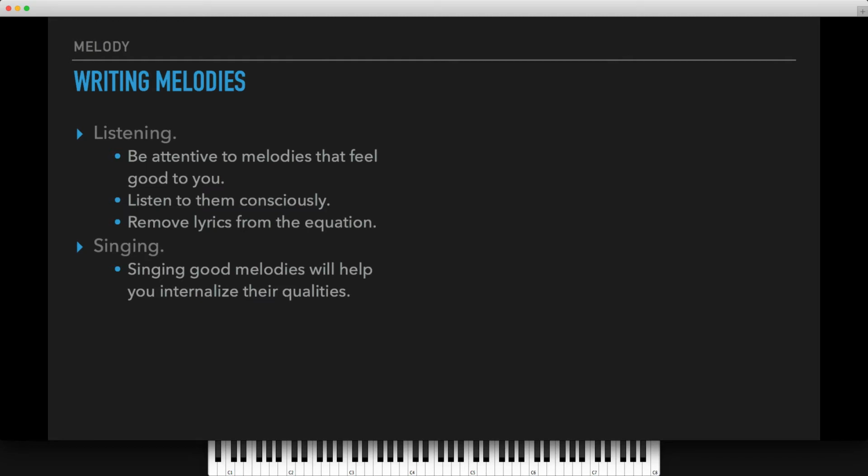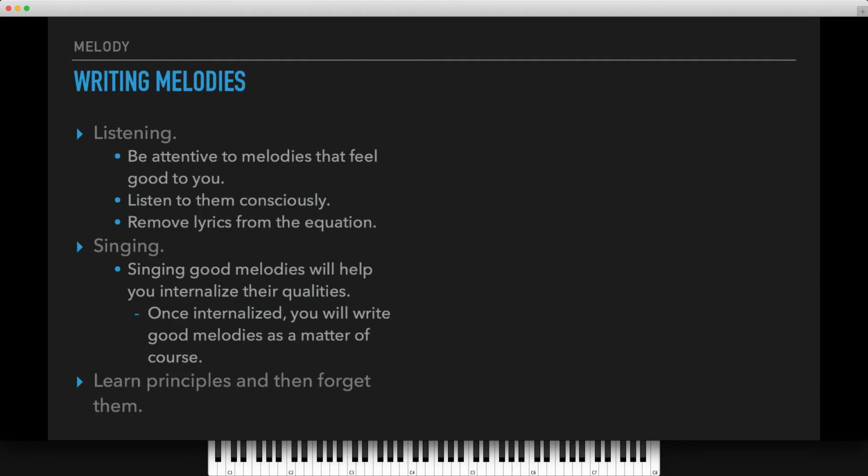When it comes time to write, those melodies that you've sung in the past, their qualities now that you love will be within you because you've felt them. You've moved your body in a certain way that has represented them or replicated them, and now when it comes time to write, they come naturally. That's been my experience. Once internalized, you will write good melodies as a matter of course. So learn principles and then forget them, just like I've said before.